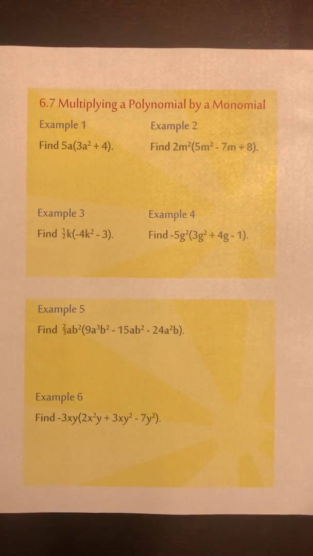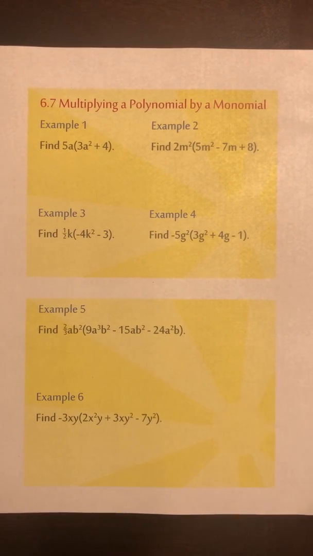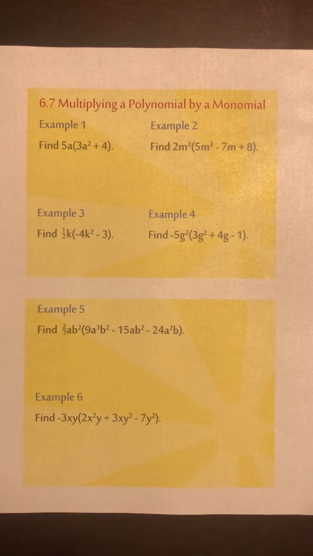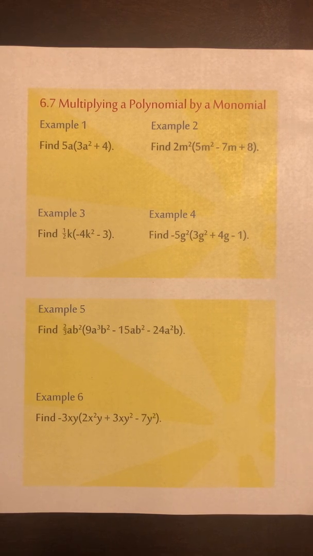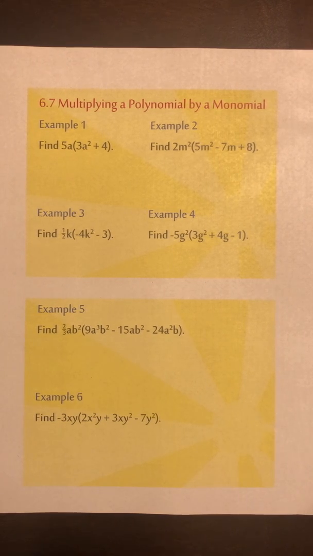Hello again, Algebra 1. Today we are working on section 7 in chapter 6, where we're going to be multiplying a polynomial by a monomial. Let's just talk real quick about that vocabulary. Remember, a monomial means it's a single term. It can be a number, it can be a variable, or it can be a product of those.